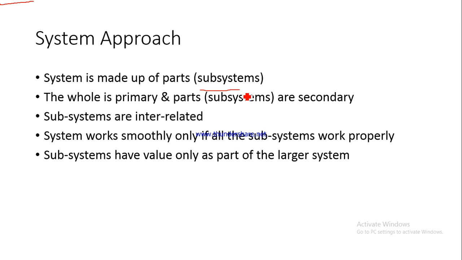So the subsystems have value only as part of the larger system. What is the use of a processor to you if it is not there in the mobile system? If it is kept just like that, it is of no use to you. So subsystems have value only as part of the larger system, right?